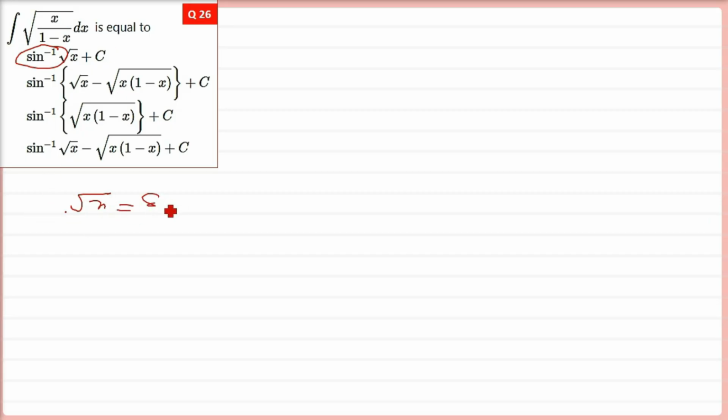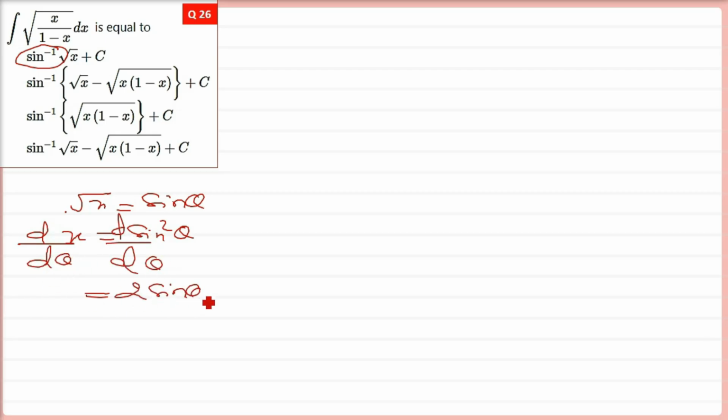If you take root x equals sine theta, x will be equal to sine square theta. When you differentiate both the sides, dx by d theta will be 2 sine theta, then the differentiation of sine theta will be cos theta. So it will be sine 2 theta. So dx has become sine 2 theta d theta. So what is the benefit? We'll see just now. x will be equal to sine square theta.